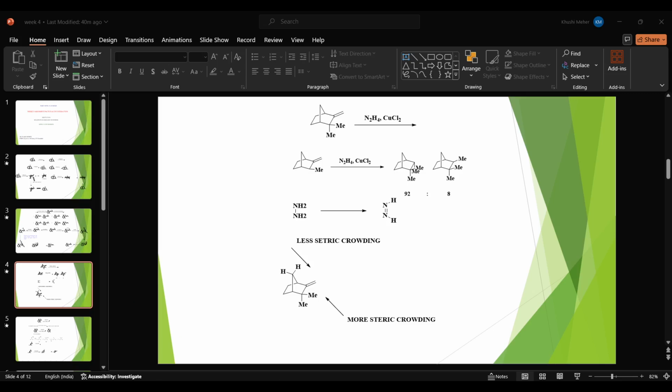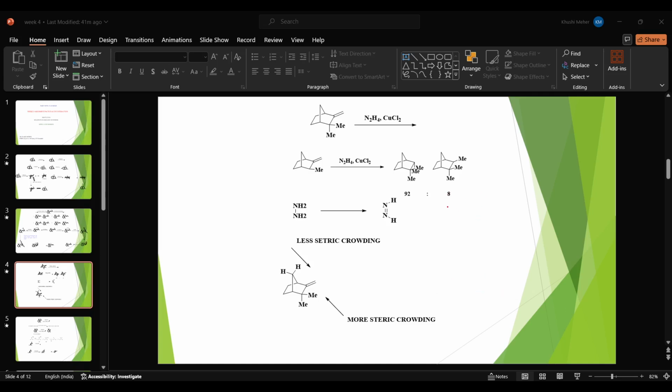When any reagent comes to a system, if it is a ketone instead of an alkene, or any reducing agent, and it comes from the top face, it causes repulsion with only one carbon. But when it comes from the bottom face, it causes repulsion with both carbons. That's why it is always favorable from the top face.